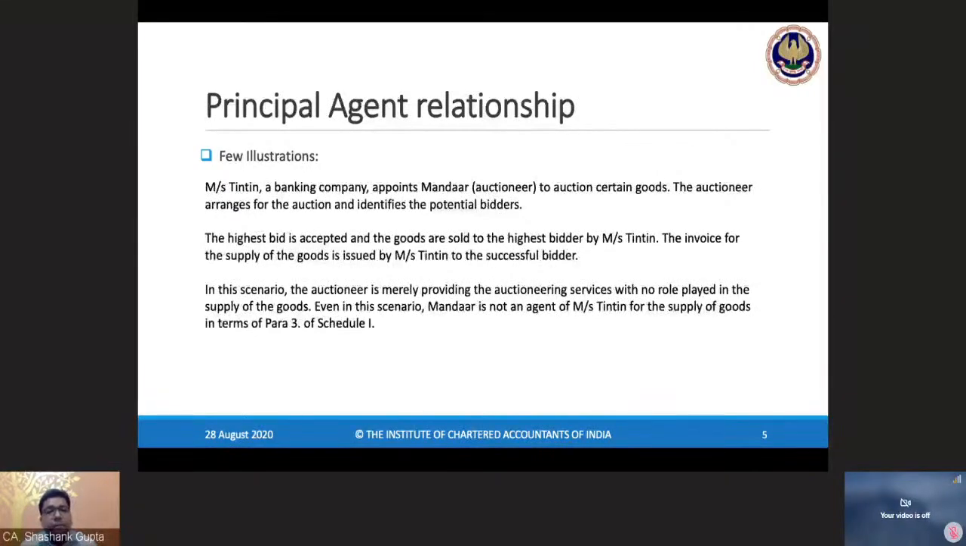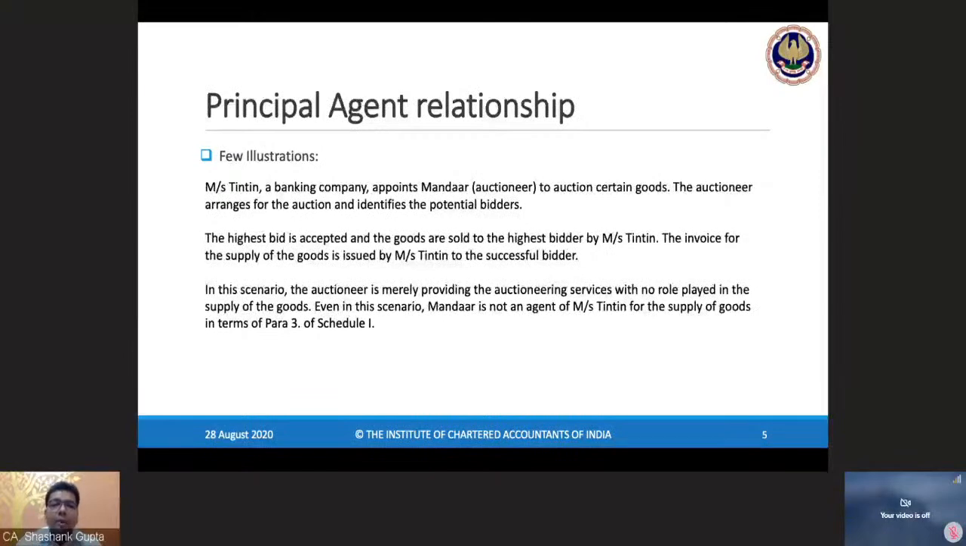So it says, in this scenario, the auctioneer is merely providing the auctioneering services with no role played in the supply of the goods. Even in this scenario, Mandar is not an agent of Messrs. Tintin for the supply of goods in terms of para 3 of Schedule 1. So both of these transactions where we appoint an auctioneer, it could be a case of agent, but not covered under Schedule 1 because he is not distorting the transaction, he is not stepping in the middle and showing himself as the seller.